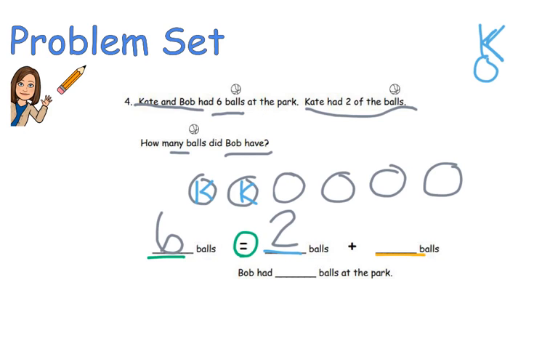So let's count. 1, 2, 3, 4. Bob had 4 balls. And we can even write a B for Bob. Now we need to fill in our sentence at the bottom. It says, Bob had blank balls at the park. So how many did he have? 4.